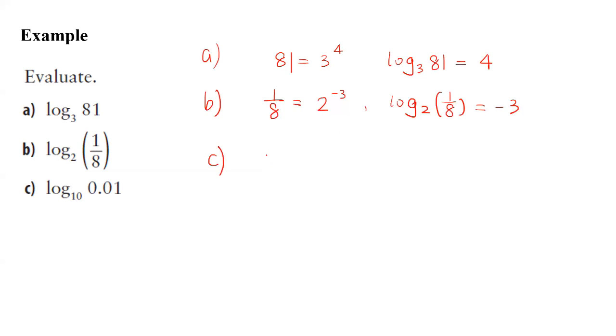So next, note that 0.01 is just base 10 raised to the power of minus 2, right? So log base 10 of 0.01 is negative 2, okay?